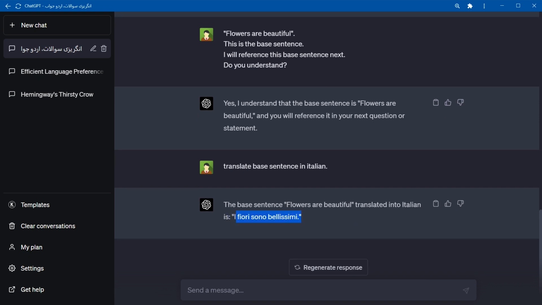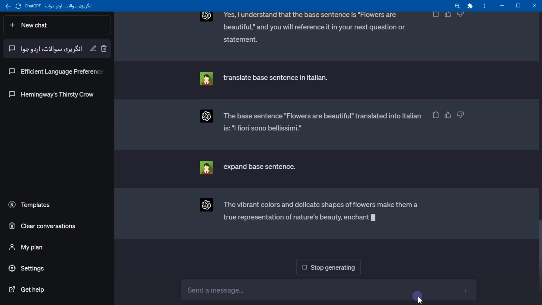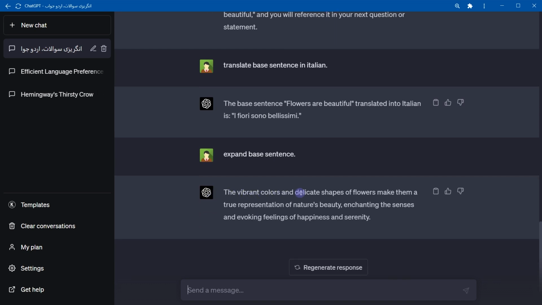Okay. Translate base sentence in Italian. This is the translation. Okay. Expand base sentence. The vibrant colors and delicate shapes of flowers make them a true representation of nature's beauty, enchanting the senses and invoking feelings of happiness and serenity. Okay, this was sentence expansion.